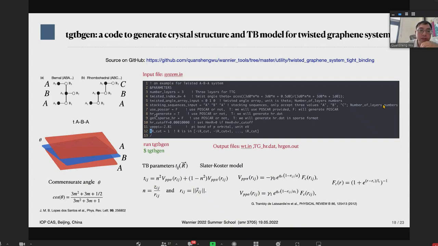And also we need to specify whether you generate the tight-binding model or not. Okay, here true means we generate HR.data. And also we need to specify the format of that HR.data, sparse or the original dense format, okay. This false means that we generate the dense one, okay.